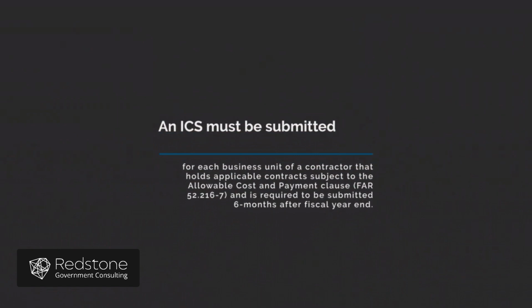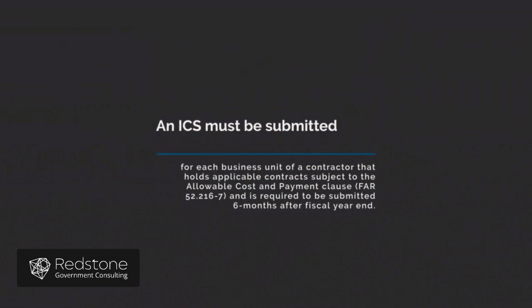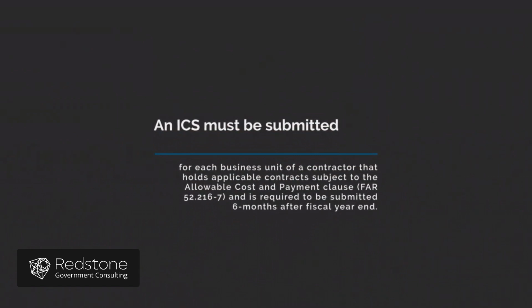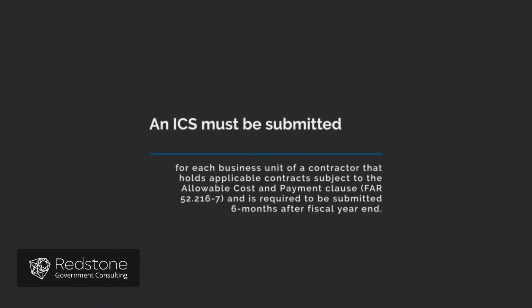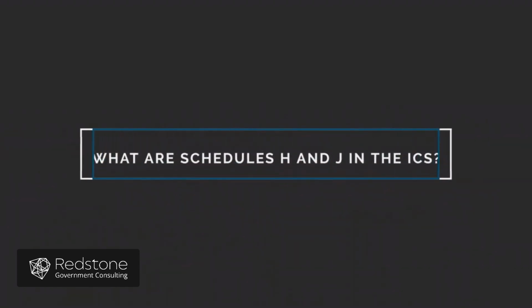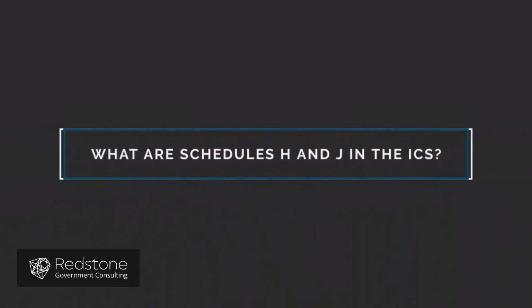An ICS must be submitted for each business unit of a contractor that holds applicable contracts subject to the Allowable Cost and Payment Clause, FAR 52.216-7, and is required to be submitted 6 months after fiscal year end. Within the incurred cost submission, there are many worksheets or tabs in an Excel workbook that are referred to as schedules. Previously, we discussed the importance of schedules B through Fringe, I, and K.